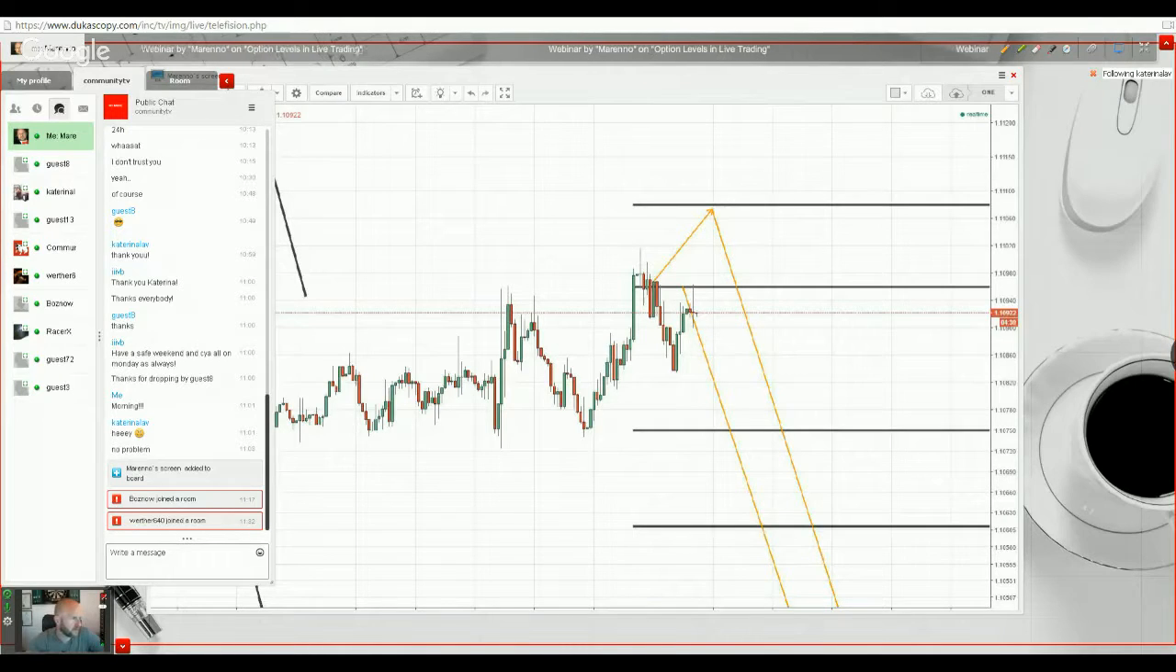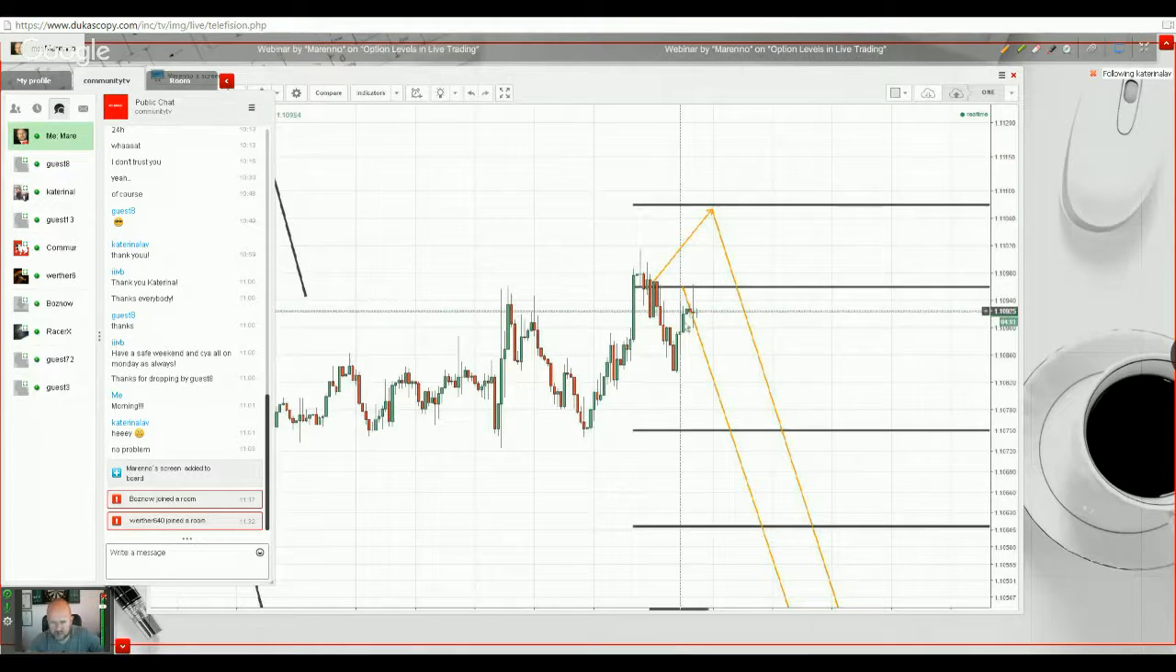Okay, just a second. And done. Okay, the first target is here. Stop loss just above this level here. So that's basically it, we have already had a bounce here.